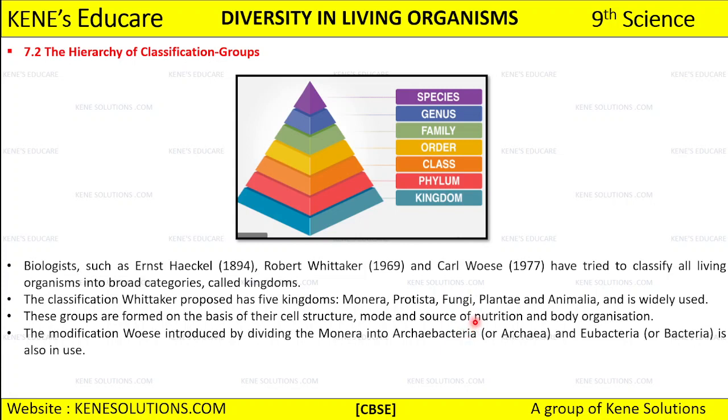He was the one who modified the structure given by Robert Whittaker, where the Kingdom Monera was divided into archaebacteria, which included all the archaea, and eubacteria for bacteria. So we even use that.